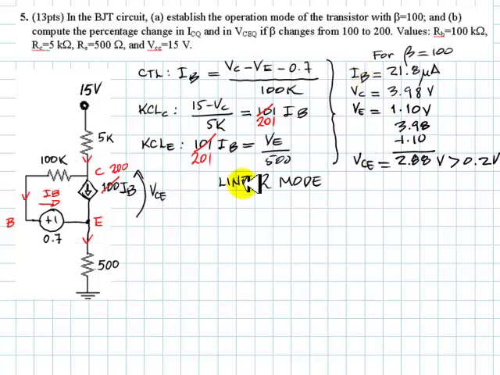But before doing that, still with beta 100, let me compute what was ICQ. The collector current in quiescent mode was 100 times IB. That is 100 times 21.8 microamps. That was 2.18 milliamps. You know, I will have to compare those. This was VCEQ. Well, let's solve that for 200.